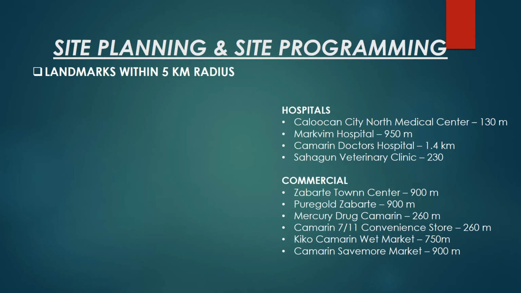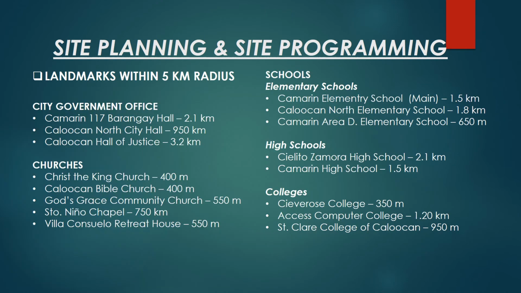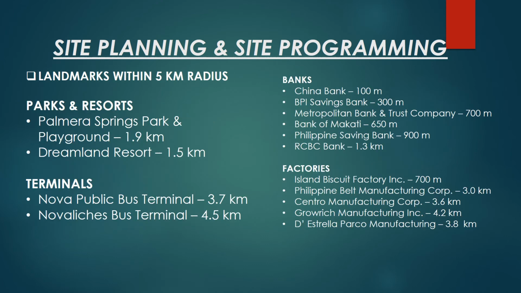And now Chapter 4. The site planning and site programming. We have here the landmarks within a 5-kilometer radius. It includes hospitals, commercial establishments, city government offices, churches, schools including elementary, high school, and colleges, parks and resorts, terminals, banks, and also factories.